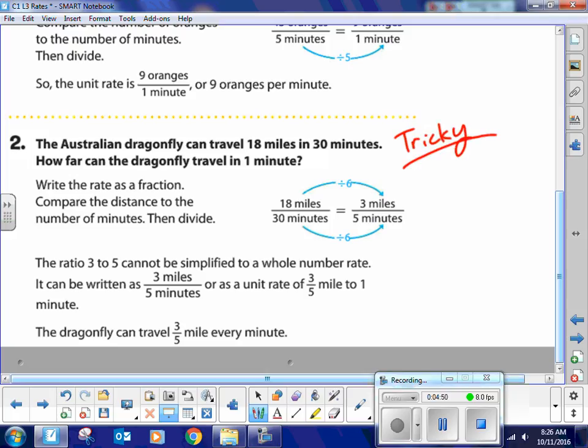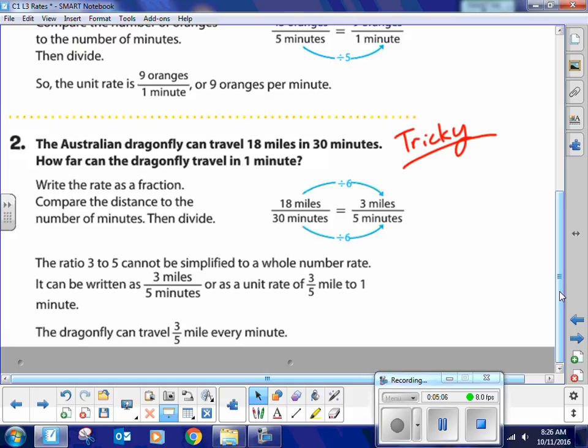Okay, please pay attention. The Australian dragonfly can travel 18 miles in 30 minutes. How far can the dragonfly travel in 1 minute? They first write the rate as a fraction, 18 miles in 30 minutes. They compare the distance to the number of minutes, then divide.